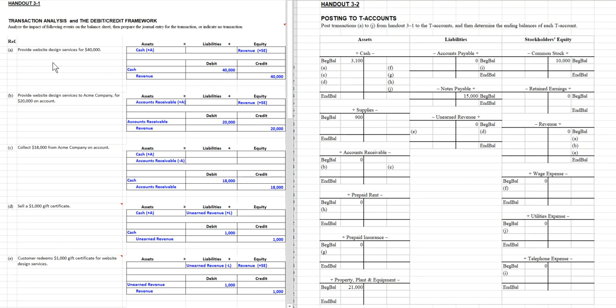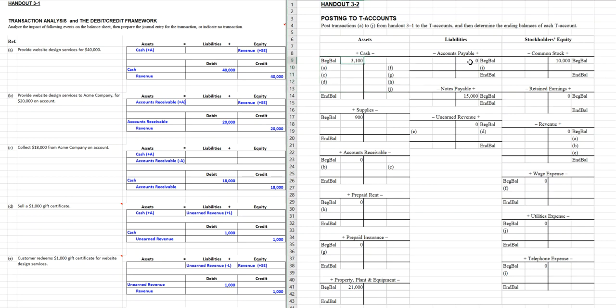In this video, we're going to post journal entries from our general journal, which was handout 3.1, to our general ledger or our T accounts. Recall our general journal keeps track of transactions sequentially by time, everything that happens, where our general ledger or our T accounts accumulate the transactions for each account in one place.